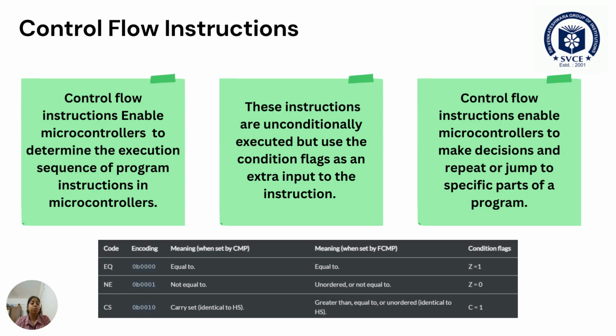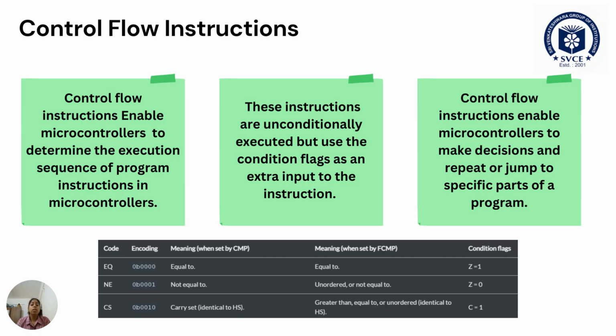Lastly, we have control flow instructions. Control flow instructions enable microcontrollers to determine the execution sequence of program instructions in the microcontroller. These instructions are unconditionally executed, but use the conditional flag as an extra input to the instruction. Control flow instructions enable microcontrollers to make decisions and repeat or jump to specific parts of the program. These instructions include branching, looping, and subroutine call instructions.